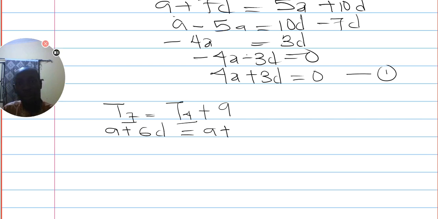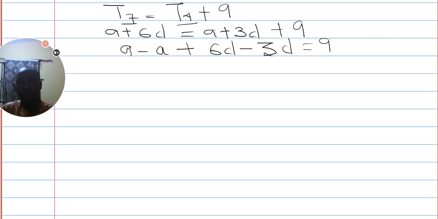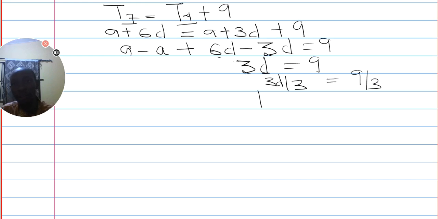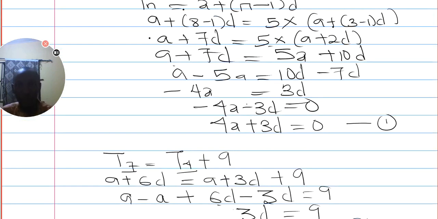Now collect the like terms. I can see a minus a, which is 0, plus 6d minus 3d equal to 9. So 3d equals 9. Now what is the coefficient of d? 3, right? Dividing both sides by 3, 9 divided by 3, that is, my d is equal to 3.